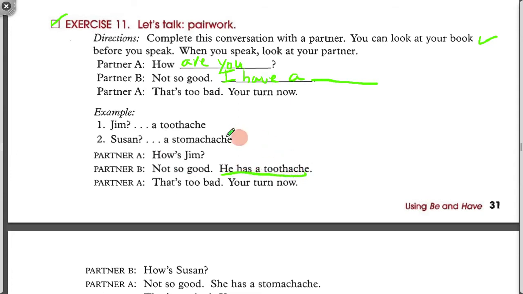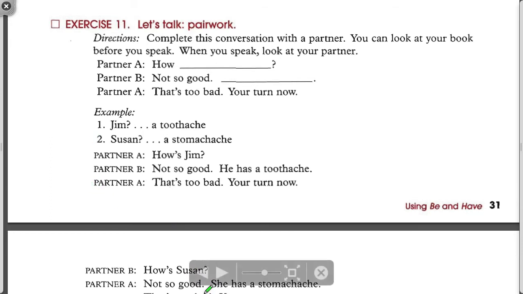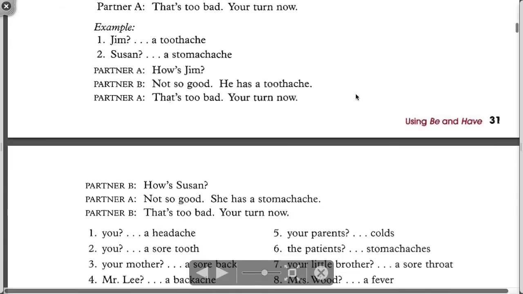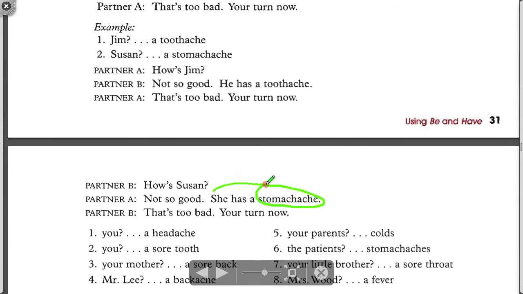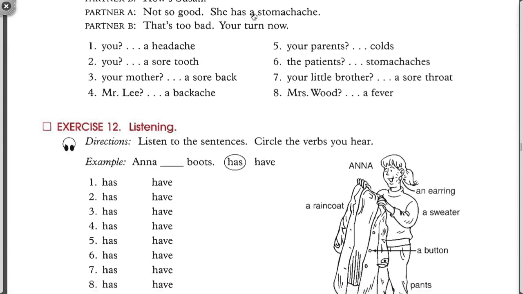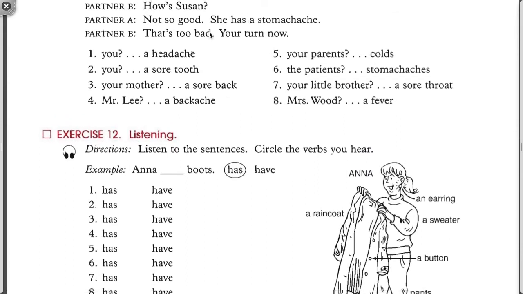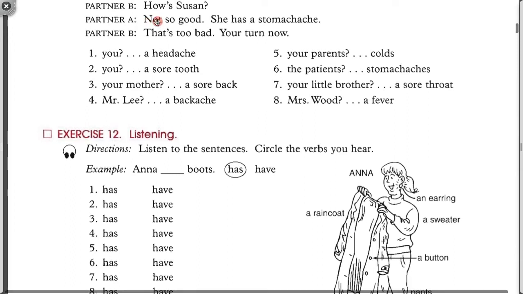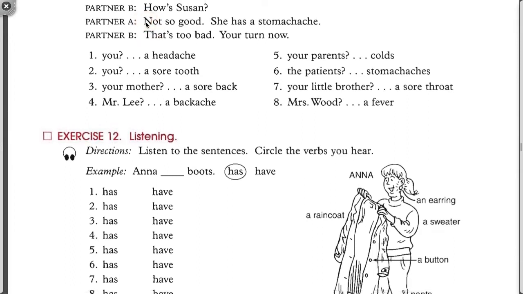Jim, Susan. Example, how's Jim? Not so good. He has a toothache. That's too bad. Again, number 2 says, how's Susan? Not so good. She has a stomach ache. A stomach ache. That's too bad. Next is you. How are you? Not so good. I have a headache.